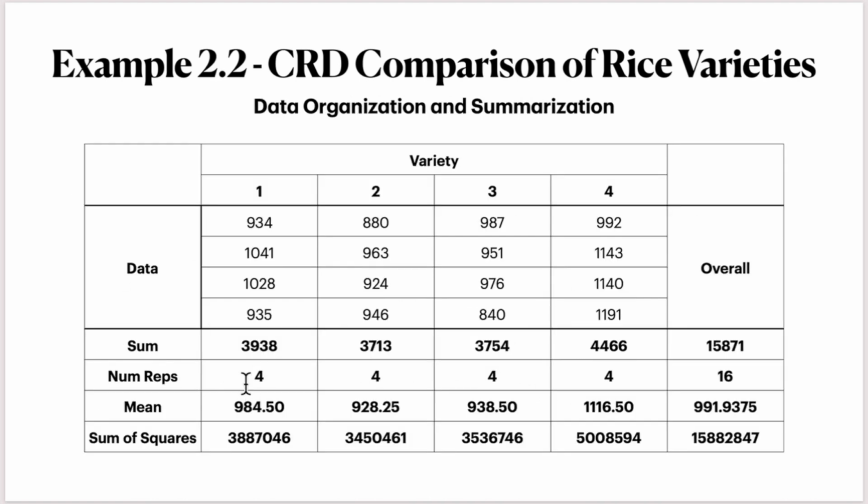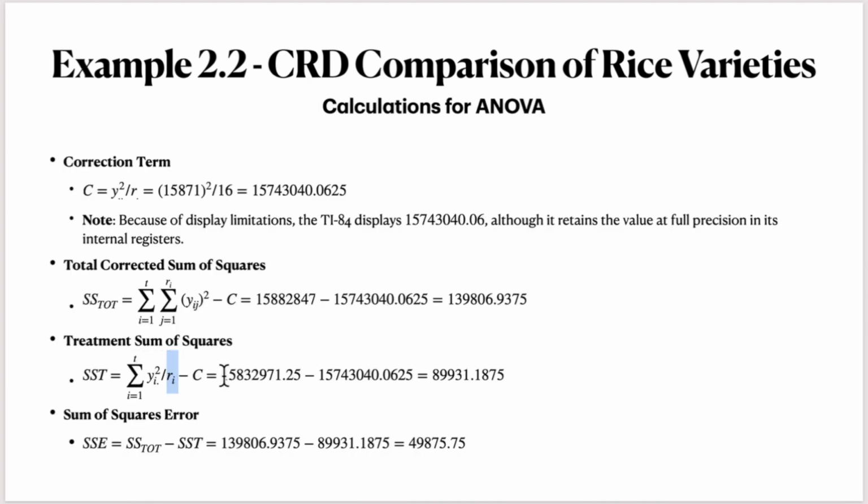Okay, so what we have to do is square each of these sums. For each sample, square the sum, divide by the sample size, and then we add those quantities up. So when we do that, this is the value that we would get. From that, we subtract off the correction term, and then we get the treatment sum of squares, which is 89,931.1875.